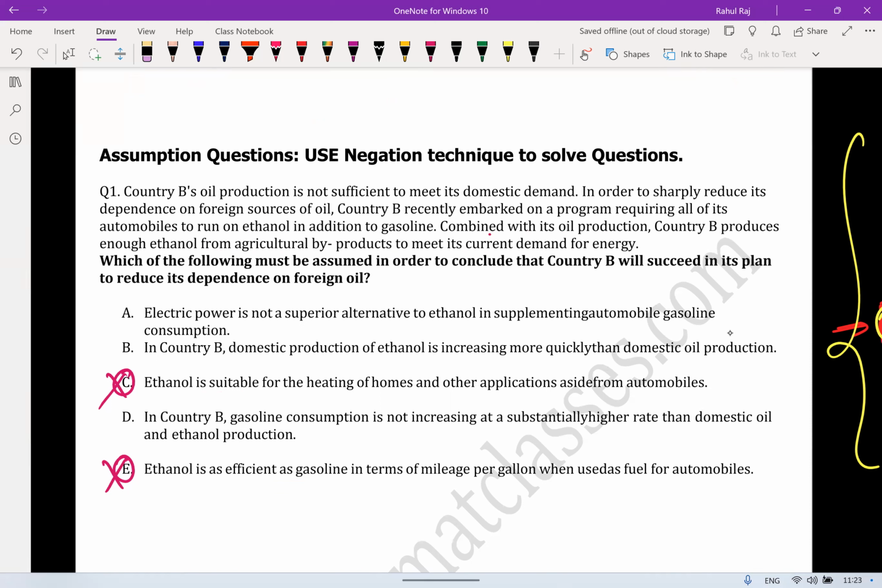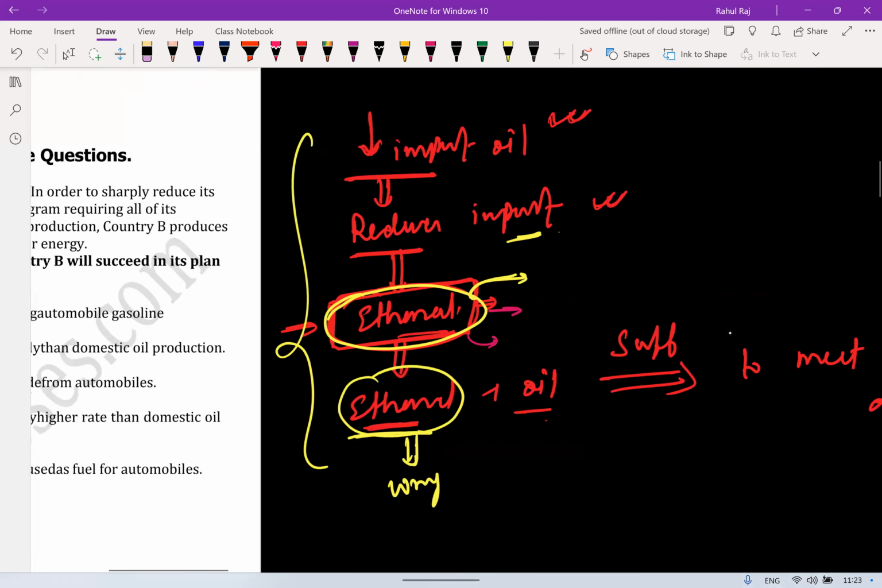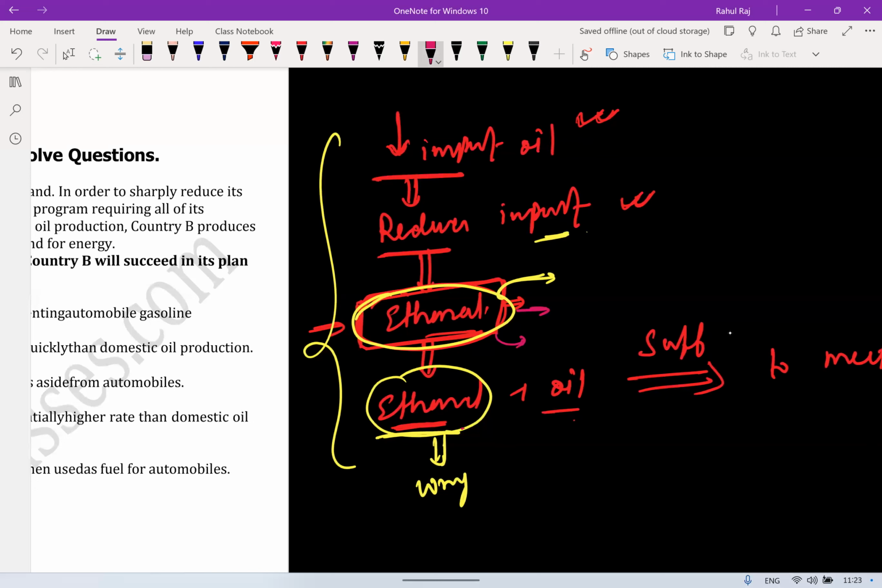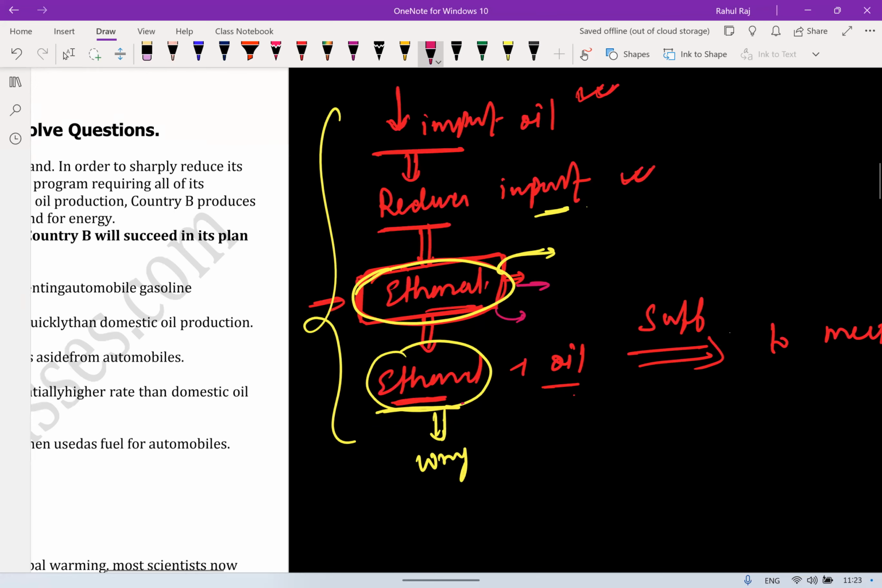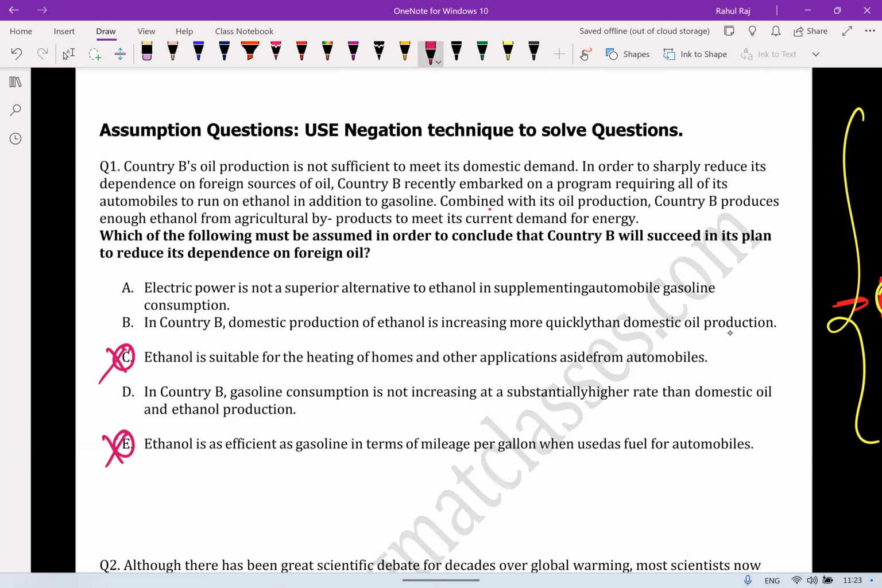My job was what? To first get the conclusion, right? Agreed. If at all you are confused, follow the process. We have got the conclusion, oil plus ethanol is sufficient to meet the current demand. Any problem over here? No. Step number 2 was what? To negate the answer choices. Now let's say I'm negating: ethanol is not suitable for heating homes and other applications aside from automobiles. Tell me how it is weakening your conclusion.